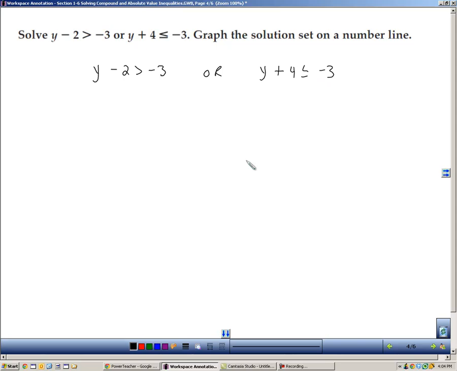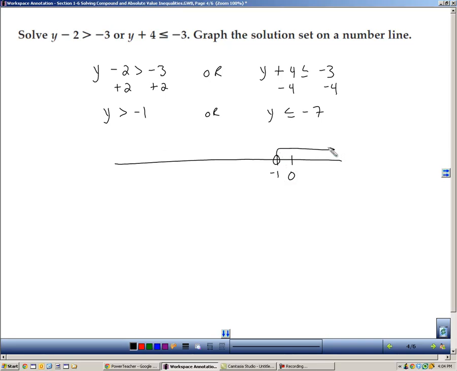And now we'll solve each one separately. So now we want to graph all the values that are bigger than -1 or less than or equal to -7. So we'll do 3 graphs. First one for greater than -1, open circle on -1, shading to the right. And now we'll do less than or equal to -7.